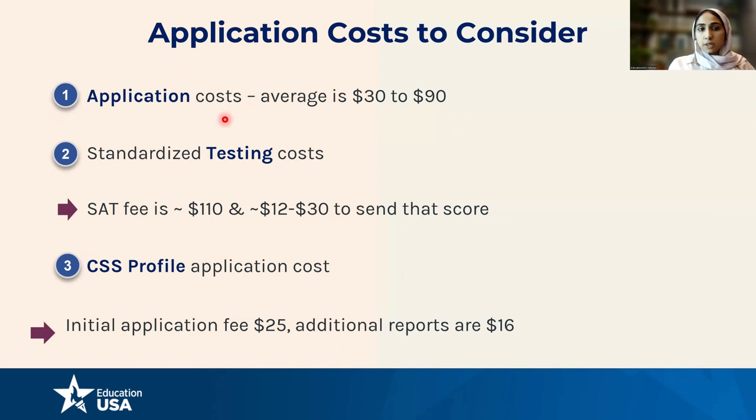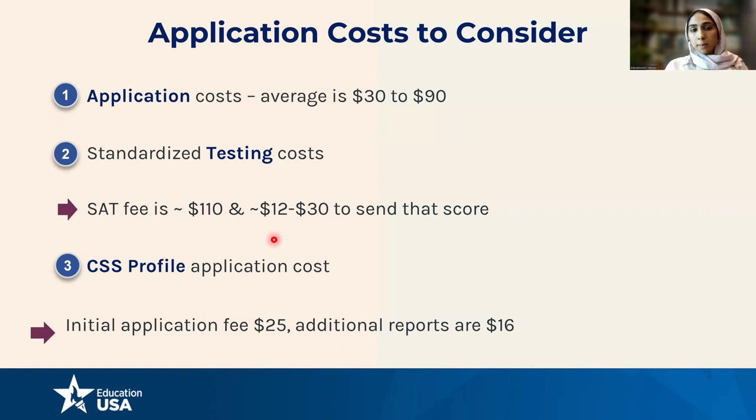So application cost, the average is between $30 to $90. There are also standardized testing costs as well. SAT fee is on average $110, and then $12 to $13 to send that score as well.